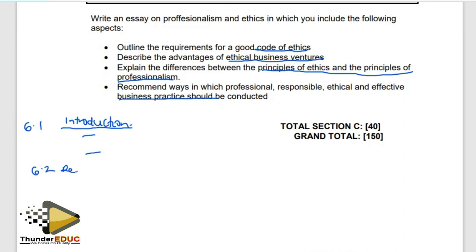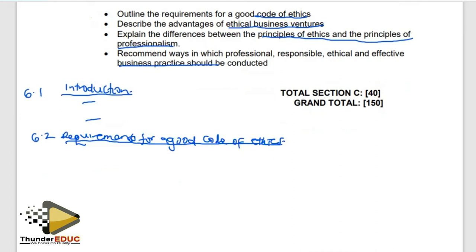requirements for a good code of ethics. You underline this. Then you give your answers. So number 3 is this, you give your answers, but remember in point 4.